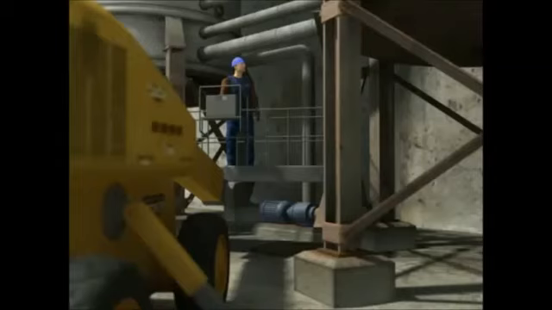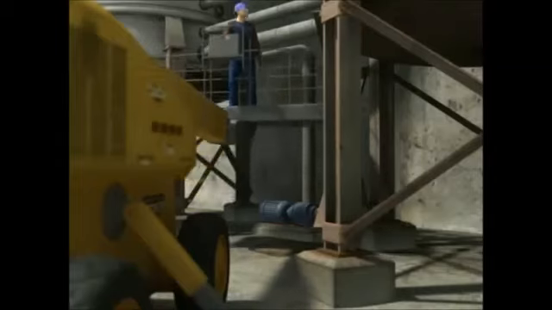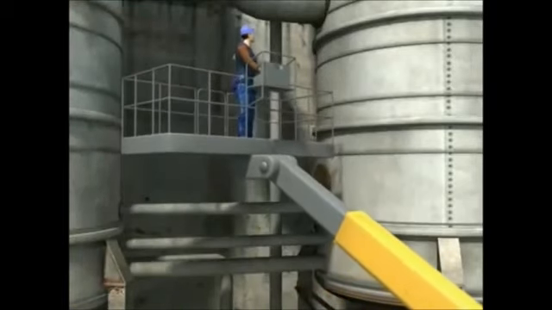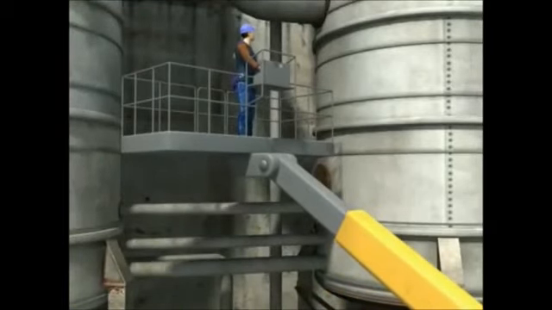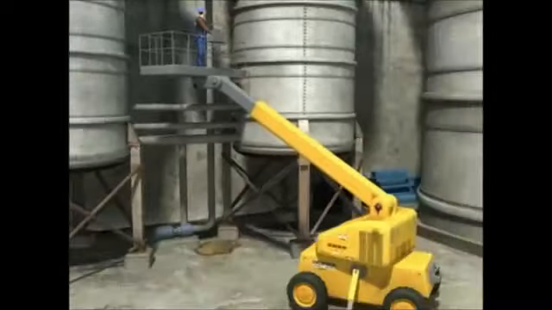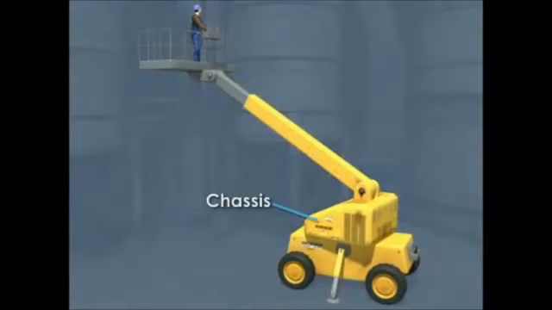Aerial work platforms provide a temporary workspace as an alternative to ladders or scaffolding. They can be used to perform inspection, maintenance, or repairs. The main parts of an aerial work platform are the chassis or base, the supporting boom, and the platform or basket itself.